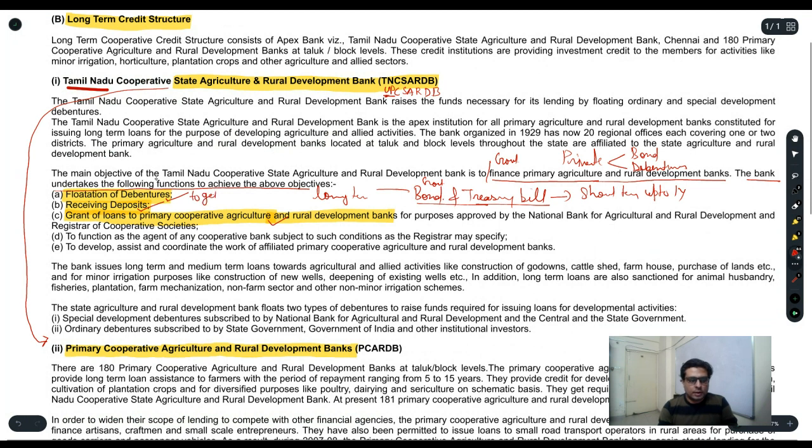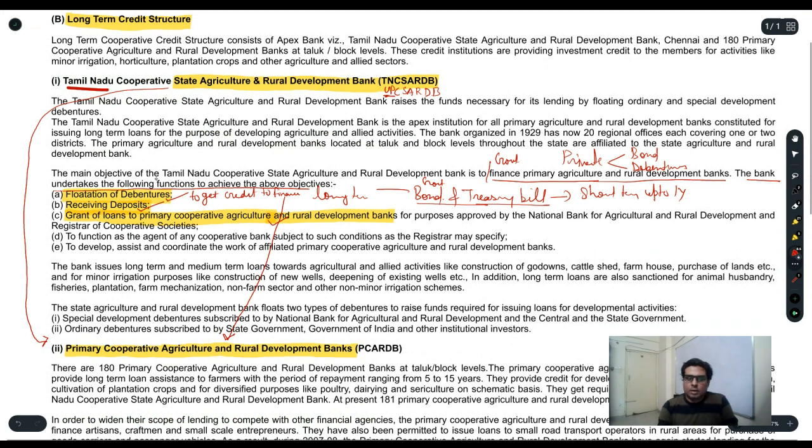To get credit to finance them. They can take loans. When they say flotation of debenture, what it means is that they will take the loan, and from that loan they will fund or finance these, right?